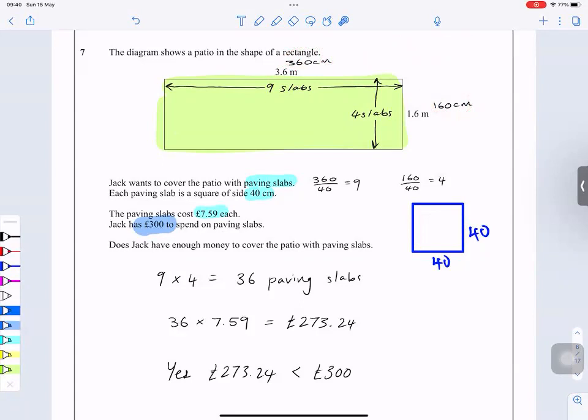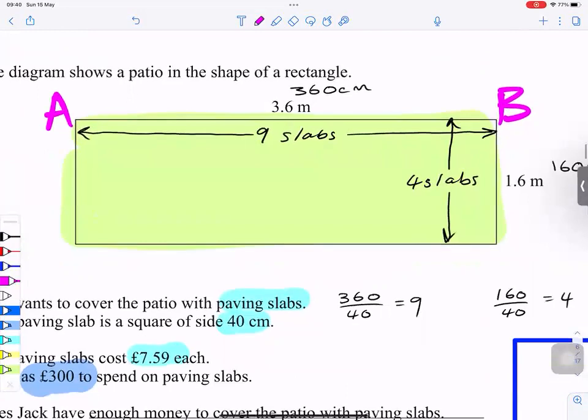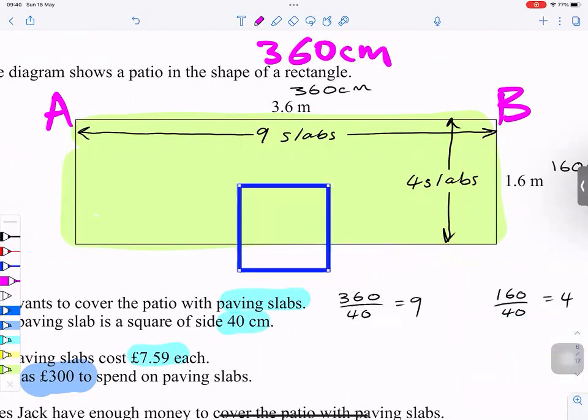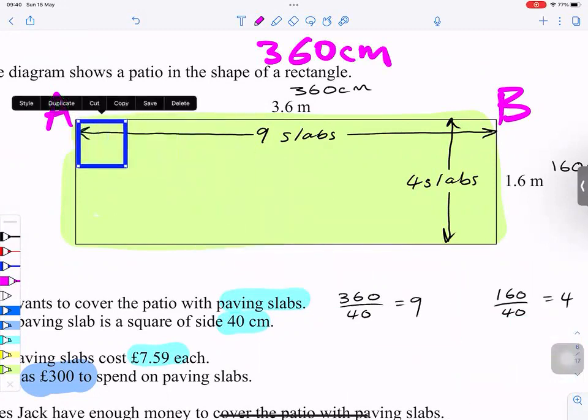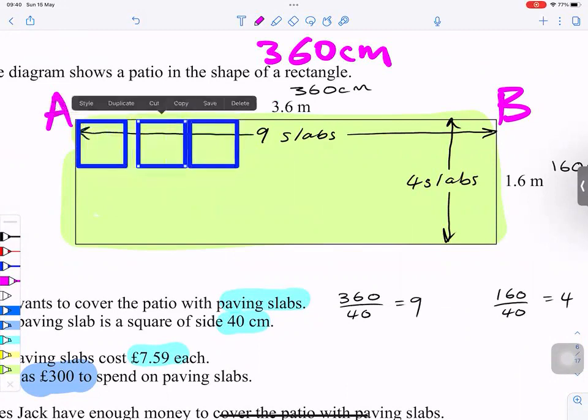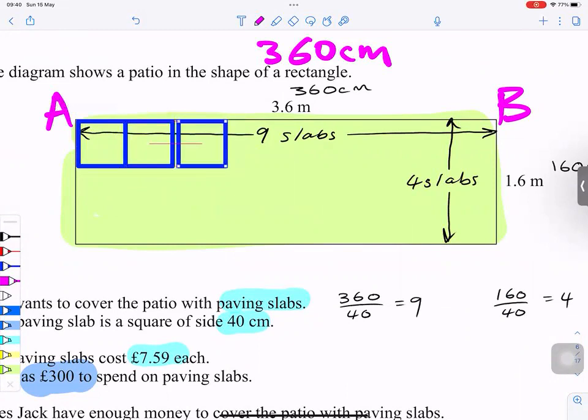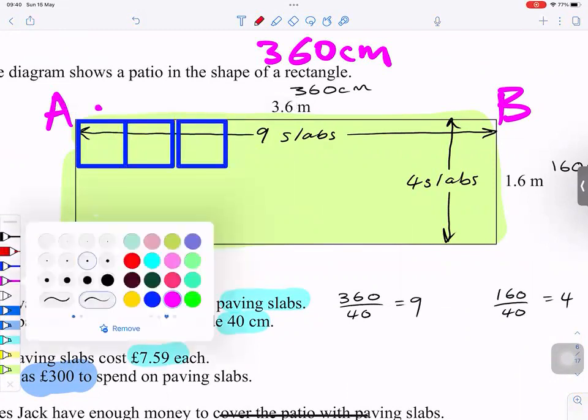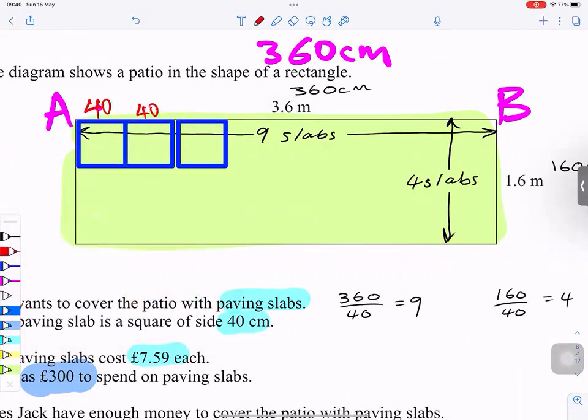And one of the ways you can look at it is, if from point A to point B is 360 centimeters, and each of these squares is 40, how many of them do we put in there? Let me duplicate the squares and see. If you put one there, each of the slabs is 40, 40, 40, 40. How many of them would you put to cover 360? So it's 360 divided by 40.